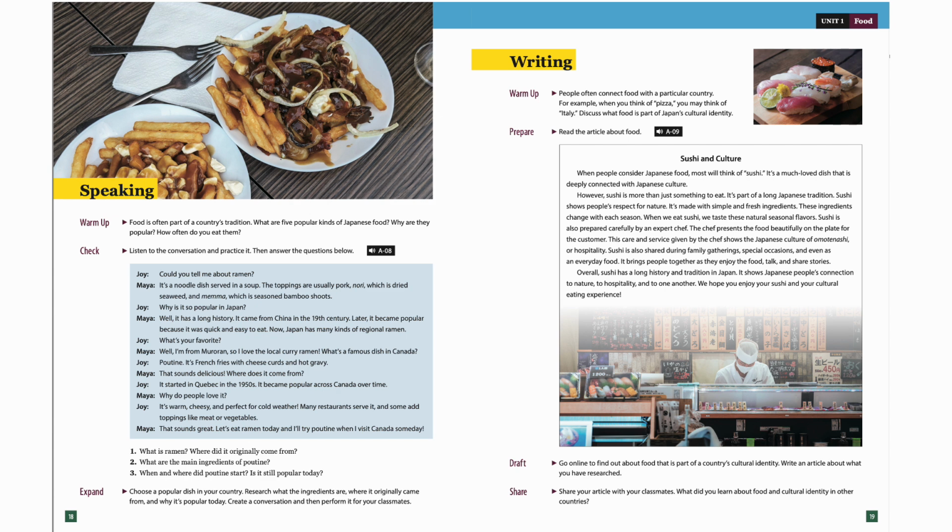Then comes speaking. Students compare foods such as ramen and poutine and discuss why dishes become part of a country's traditions and how they spread across cultures. In writing, they focus on sushi and culture. They learn to organize an article, express ideas clearly, and connect food to a country's cultural identity.